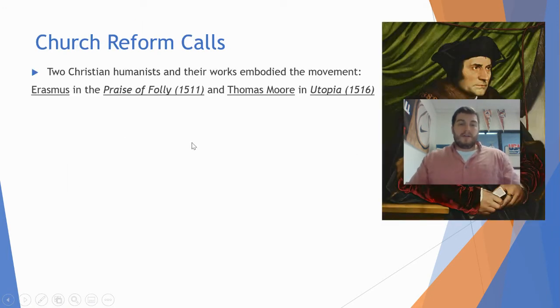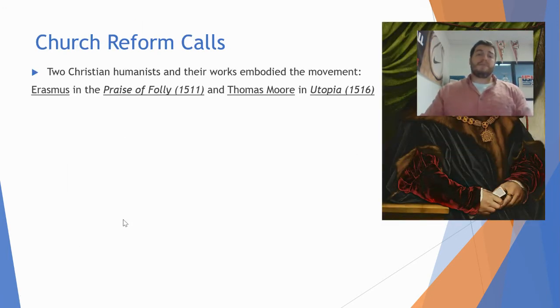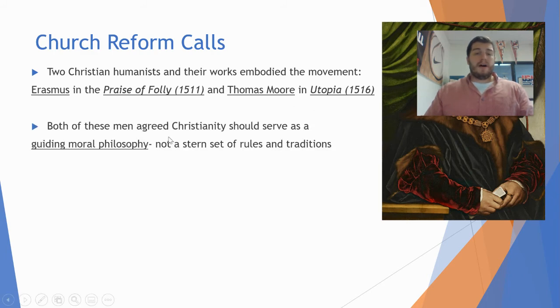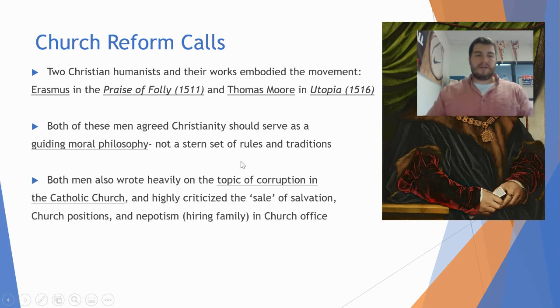So, church reform calls. These are two really important people and two really important books that you need to know. Two Christian or Northern humanists that show this movement are Erasmus, who writes Praise of Folly, and Thomas More, who writes Utopia. Both of these men agree that Christianity should serve as a guiding moral philosophy, not as the set of rules and traditions that the Catholic Church set up.